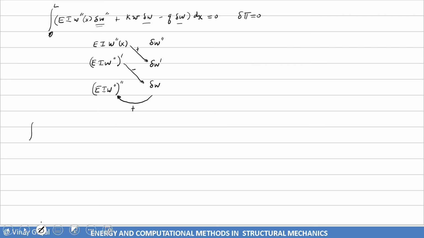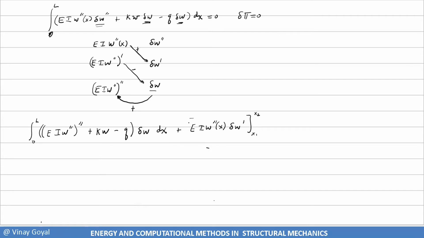And so what I end up getting is 0 to L, EI W double prime, plus KW, minus Q, del W. And what I did, I factored del W because it shows up here and here. And so I just factor it out, dx. And then I have this cross term right here, which is plus EI W double prime of x, del W prime, between x1 and x2. And then the next boundary term is minus EI W double prime del W at x1 and x2. And this whole thing is 0. So that's what we get. And then I'll invoke the fundamental lemma of calculus of variations for any arbitrary variations of del W.